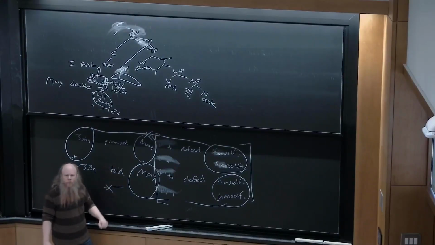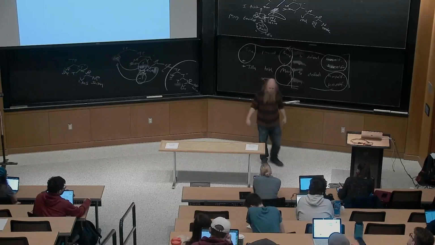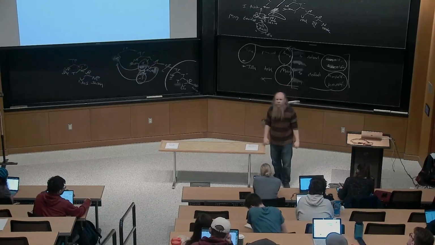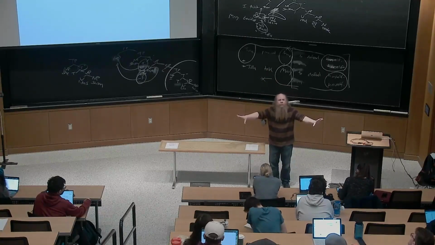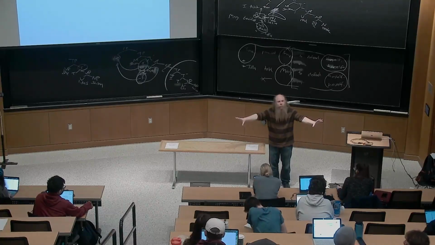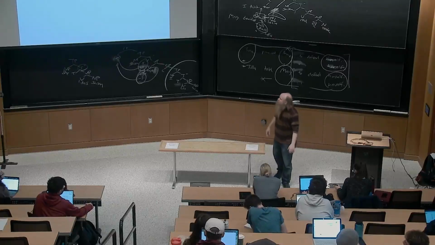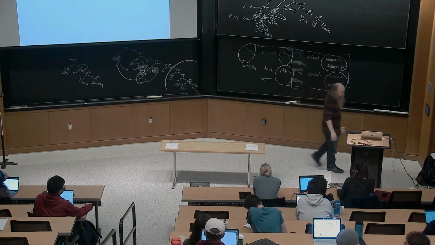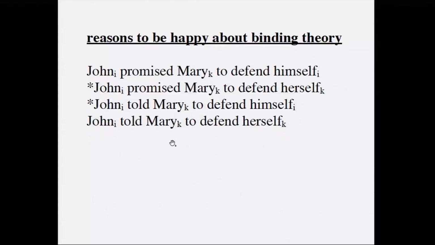The domain in which it finds a binder has to be this new special kind of domain that doesn't seem to be useful anywhere else. It's a mess, basically. And pro gets us out of the mess. We're willing to put pro in the places where we want to put it. Yeah. So one reason to be happy about binding theory is that it gives us a reason to make a move that we might have wanted to make anyway.